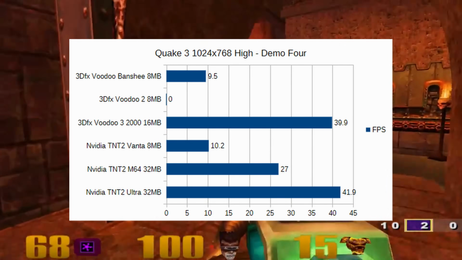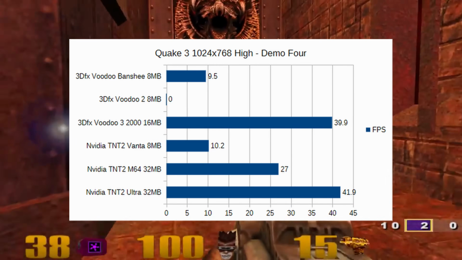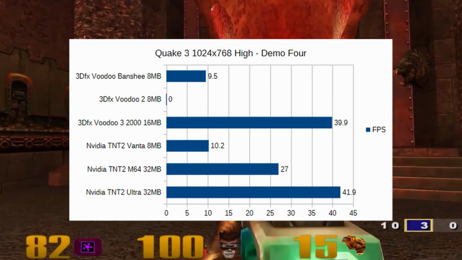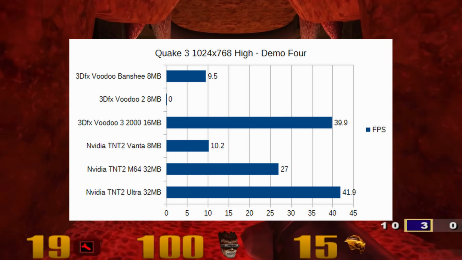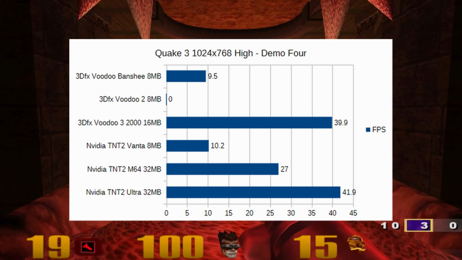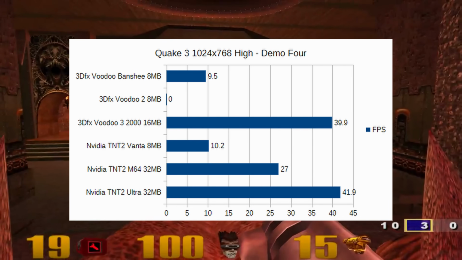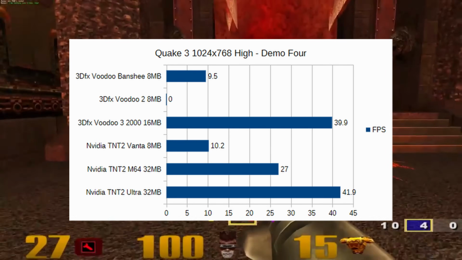Looking at 1024 by 768, we can see the TNT2 Ultra has nearly 42 frames, and the Voodoo 3 has nearly 40, perhaps hinting at some sort of CPU limit there. Also, the M64, 27 frames, still respectable. The Vanta, though, and the Banshee, pretty much unplayable, these frame rates, and obviously the Voodoo 2, limited by its frame buffer, is no longer playable at 1024 by 768, unless you have 2 for that famous SLI.